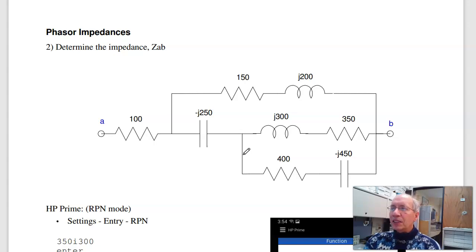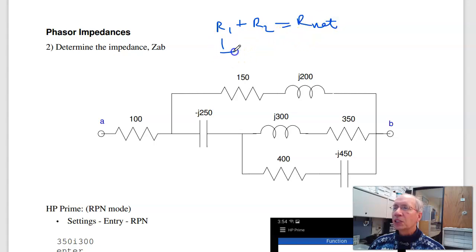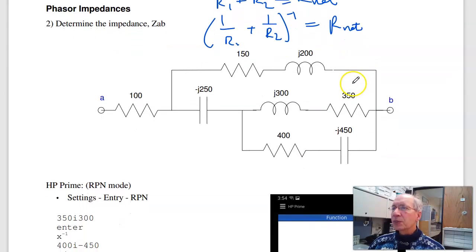Problem 2 is, suppose I have an RLC circuit. What's the total impedance? Well, here these are in series, they add. These are in series, they add. Parallel, series, parallel. In series, what I get is R1 plus R2 is the total. In parallel, it's 1 over R1 plus 1 over R2, inverted is the net resistance. So the trick is doing parallel and series.